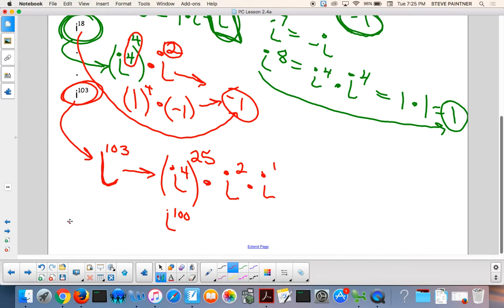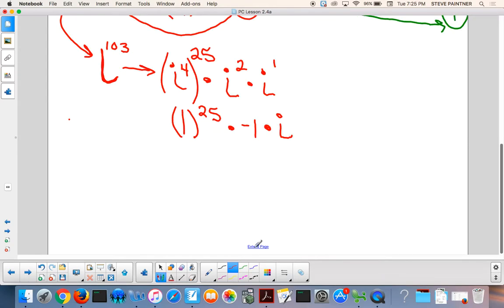Okay, so when I look at this, what is i to the 4th? It's 1. Take it to the 25th power. It's still 1. Okay, this is i squared. i squared is negative 1. And i is just i. Okay, so this is 1 times negative 1, which would be negative 1 times i. The answer is negative i.